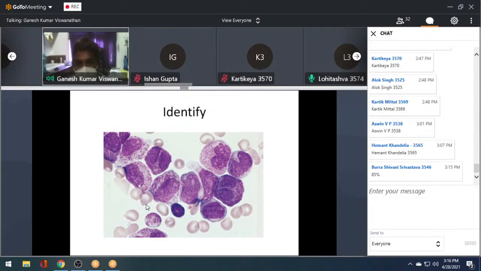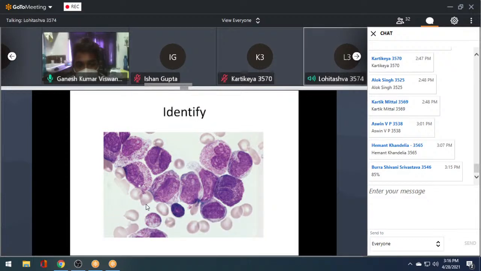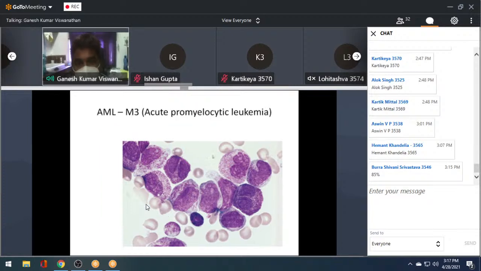Lohitashrva. What is this cell? Can you make a diagnosis based on this? What is inside this cell? Sir, these are Auer bodies. There are multiple Auer rods present within a single cell. Faggot cells, sir. Yeah. So what is the diagnosis if you see faggot cells, or blast cells with multiple Auer rods? APML, acute promyelocytic leukemia, or AML-M3.